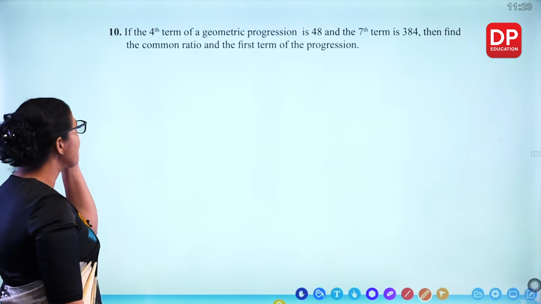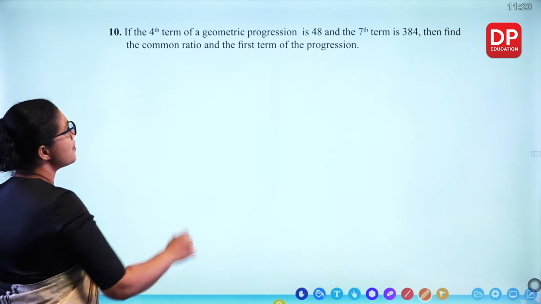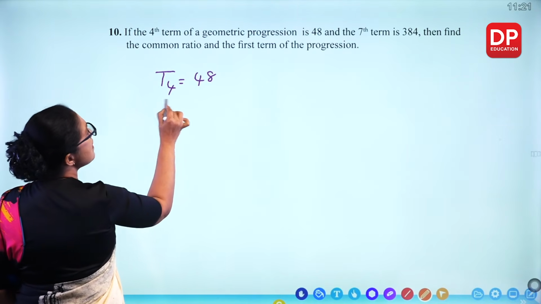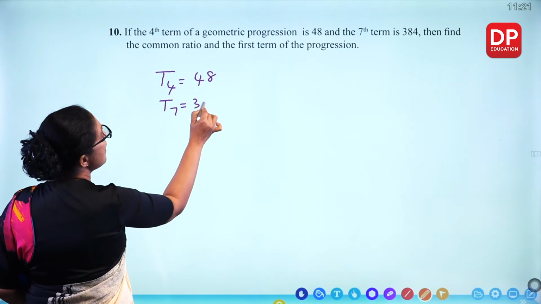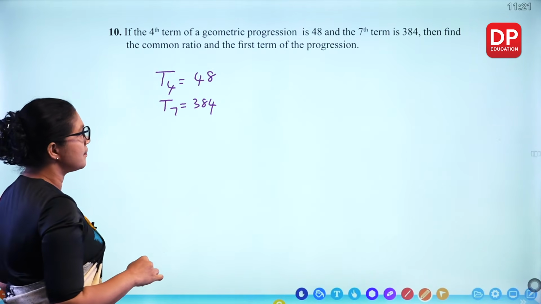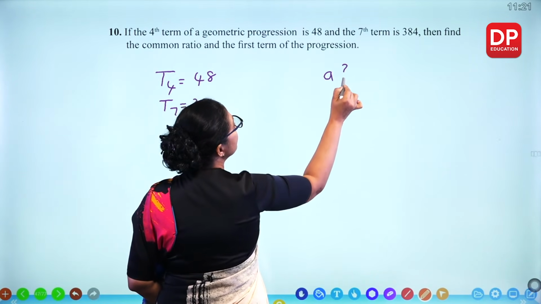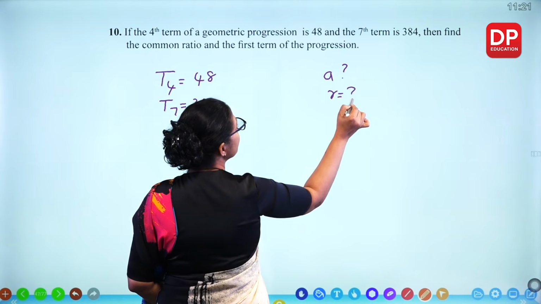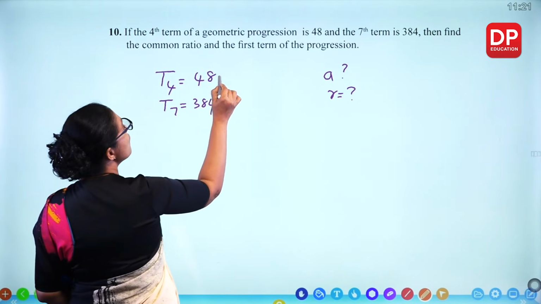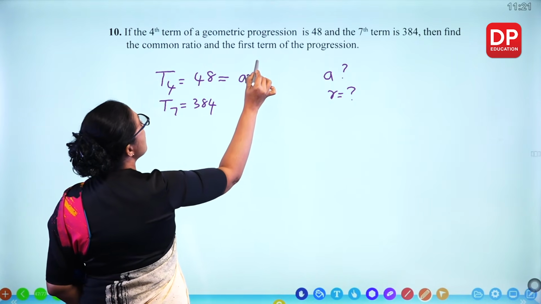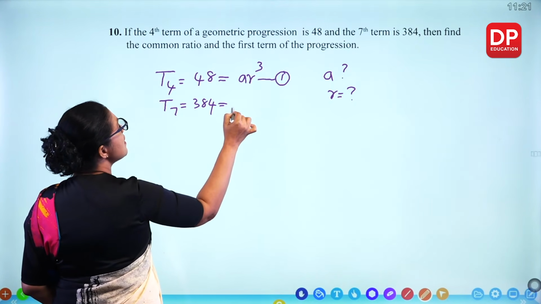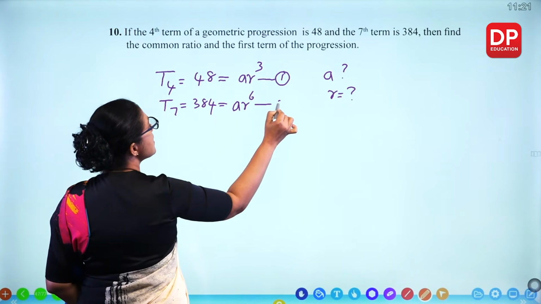Question number 10. The fourth term of a geometric progression is 48. Seventh term is 384. Then find the common ratio and the first term, a and r. We can use the formula. What is T4? ar to the power 3. That's our first equation. What is the seventh term? ar to the power 6.